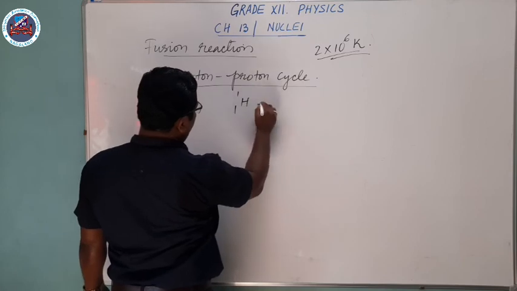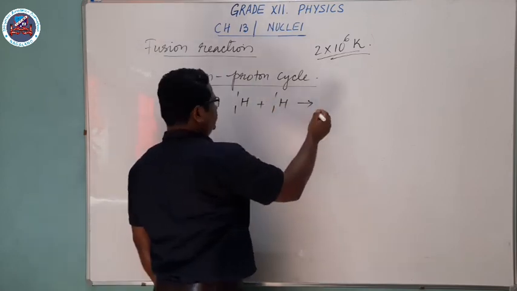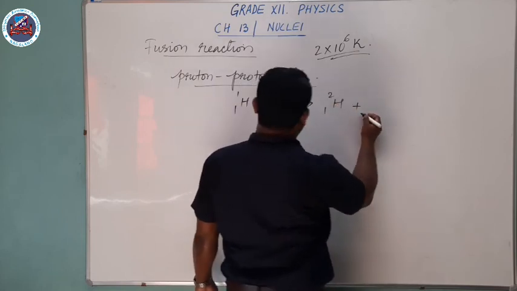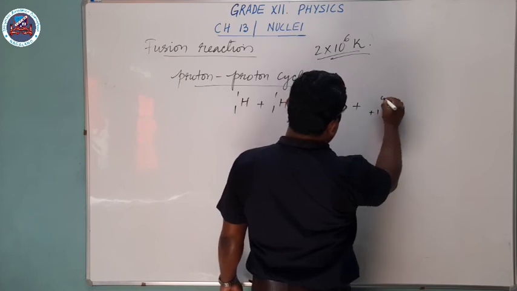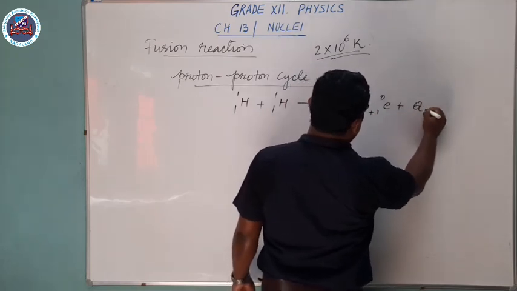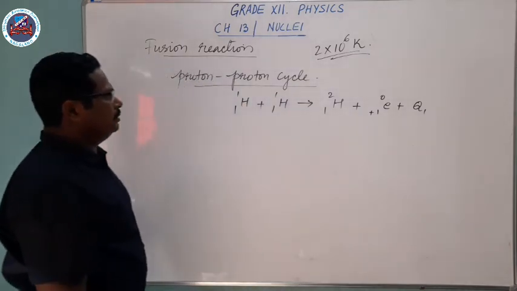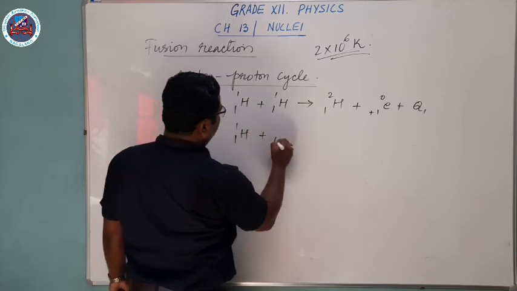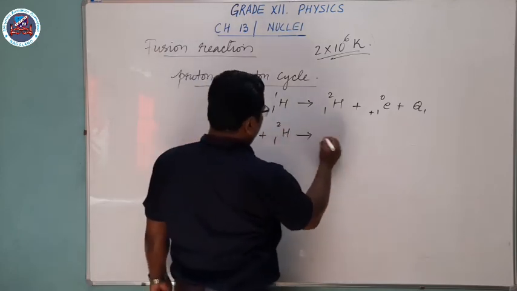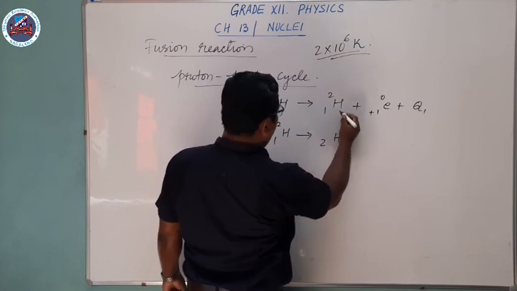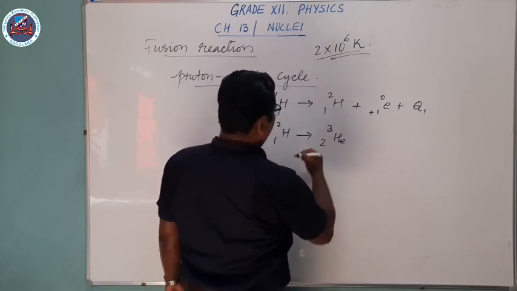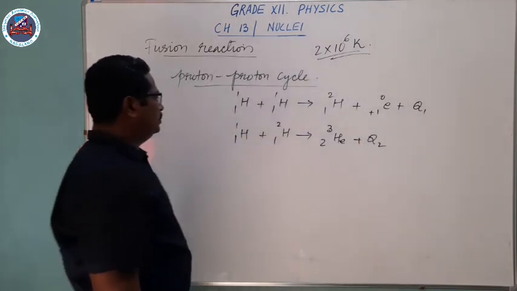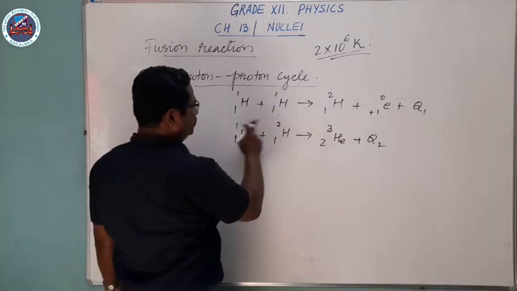2 hydrogen nuclei, 1H1 plus 1H1. If it reacts, it gives us 1H2 plus 1 positron, +1e0, plus, you know that energy will be released, right? Sometimes as Q1, E1 also you can use. This deuterium in turn will react with 1 hydrogen atom to give 2He3, the isotope of helium. Here also energy will be released. Let us mark it as E2. 1 plus 1 is 2, 2 plus 1 is 3.